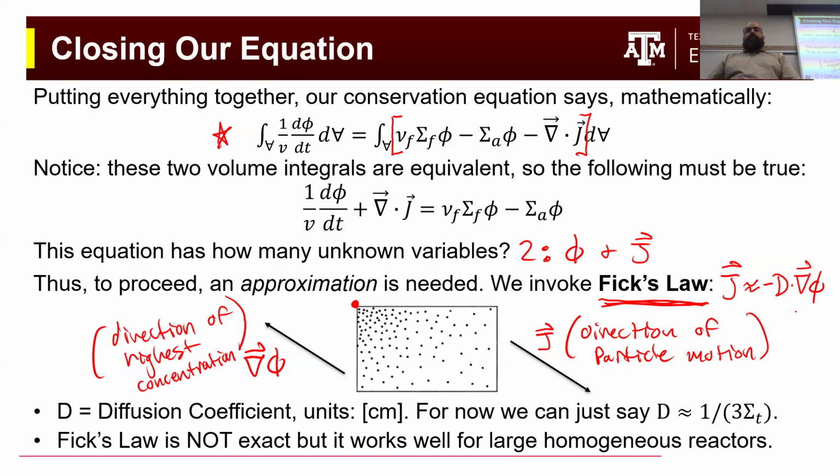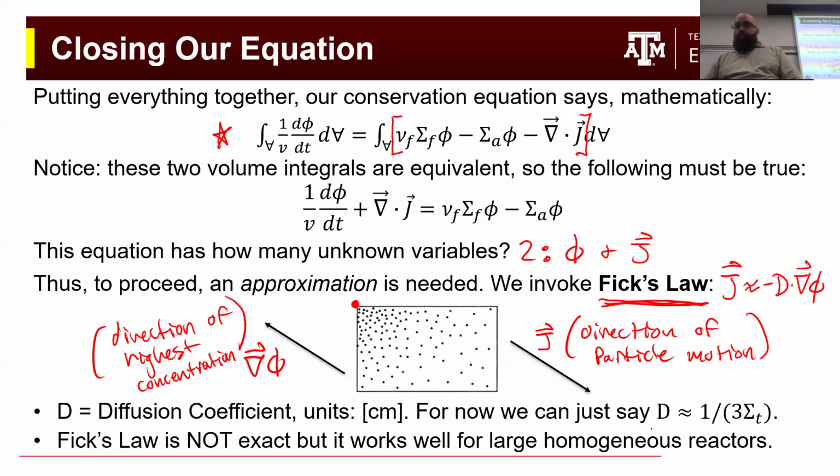And D is called the diffusion coefficient. It physically has units of centimeters, but it doesn't really have physical meaning. The diffusion coefficient is just a proportionality constant that makes the units of the equation make sense. And what you do for that diffusion equation depends on where you're at in your studies.